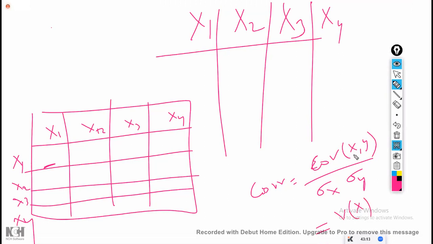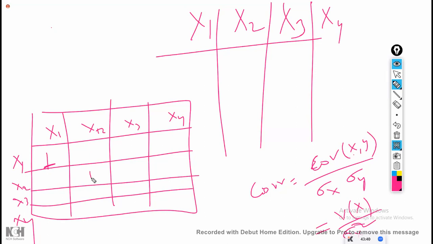Both are the same, x and x, which is nothing but variance of x, divided by sigma x, sigma x. Sigma x times sigma x is sigma squared x, which is nothing but variance of x. Variance of x divided by variance of x. Then what is the value? 1. So this value is going to be 1. The correlation between the same variable will be 1.